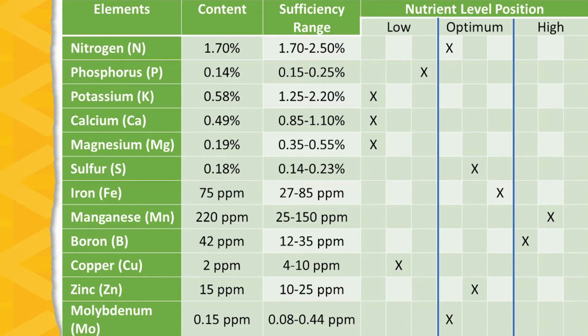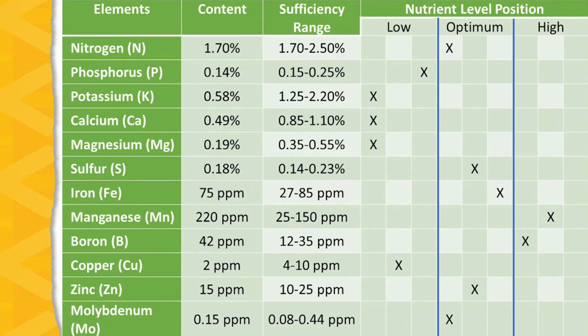For example, if we look at nitrogen, this particular sample had a content of 1.7% compared to a sufficiency range of 1.7 to 2.5%. Nitrogen in this sample would be considered optimum. In the case of potassium, the sample had a content of 0.58%, and the sufficiency range of 1.25 to 2.2% indicates that potassium is in a low situation in this particular foliar sample.